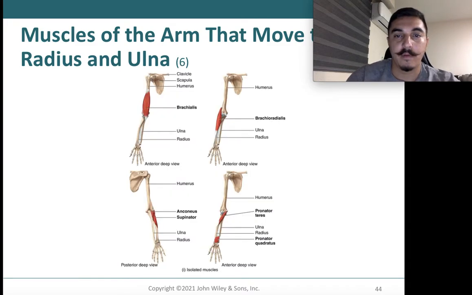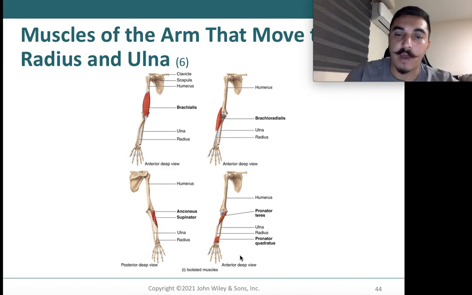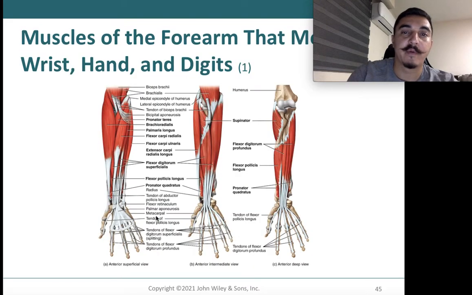So here's our brachialis, brachioradialis, that's a radius. Pronator teres is going to help us pronate. Pronator quadratus near our hand, near our wrist. Anconeus, supinator to help move it up. Okay. So now muscles of our forearm, that's going to help move our wrist, our hand, our digits.